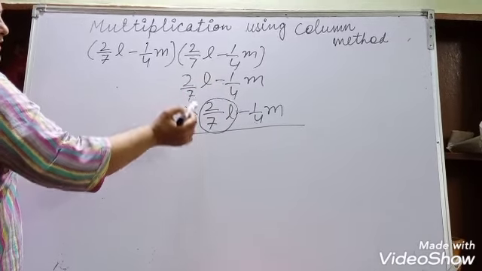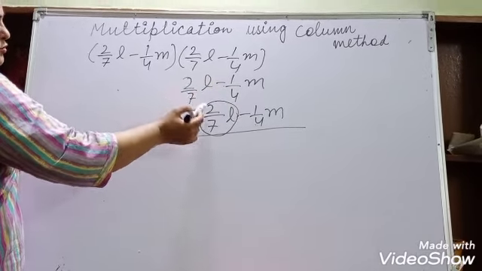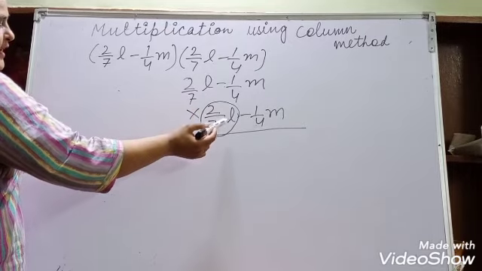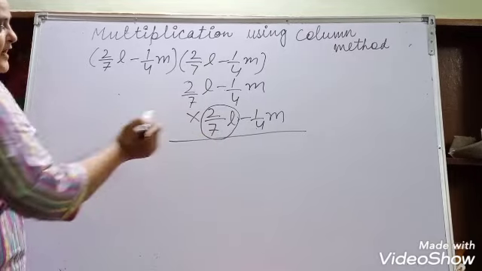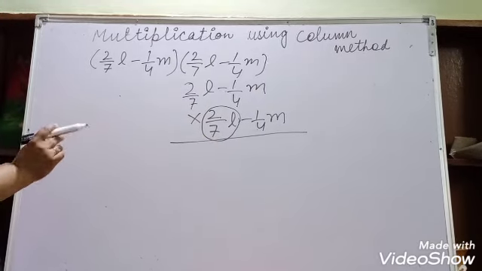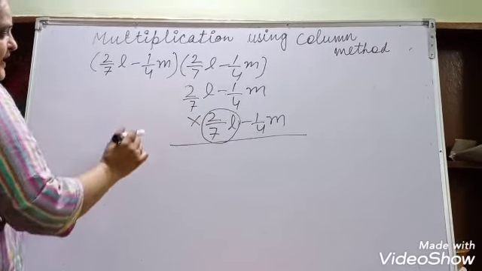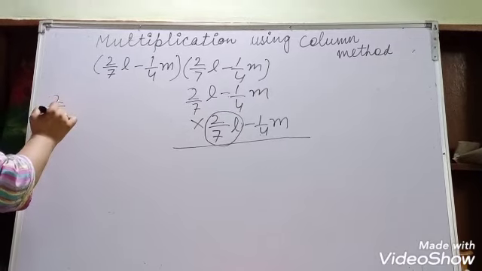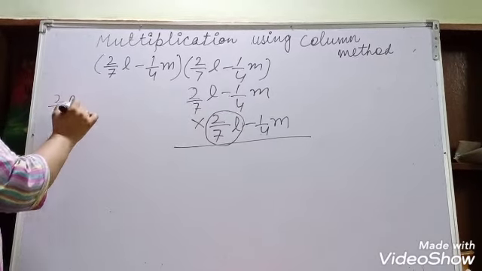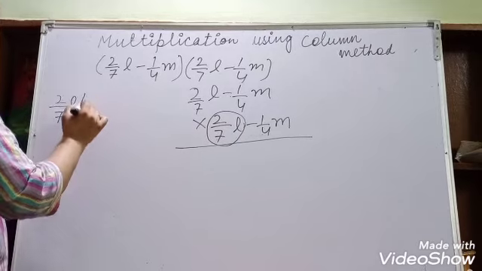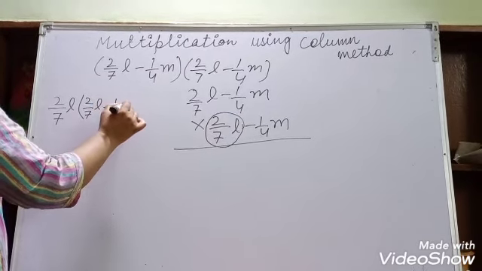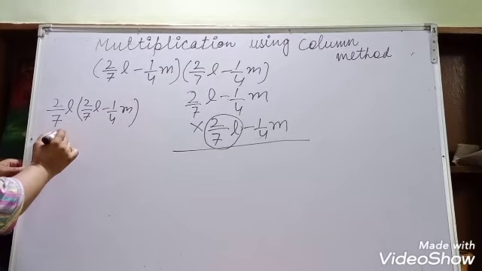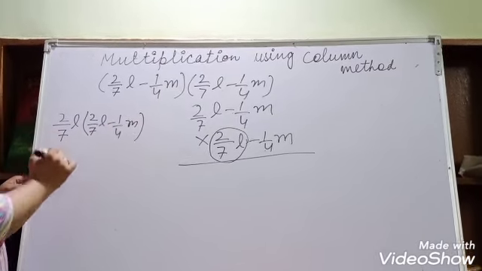2 over 7 into 2 over 7 will become 2 2s are 4, 7 7s are 49, l into l is l square, that is equal to 49 l square. For the convenience of students who are not understanding it, you can use 2 over 7l and then 2 over 7l minus 1 over 4m. You can do it in rough work.